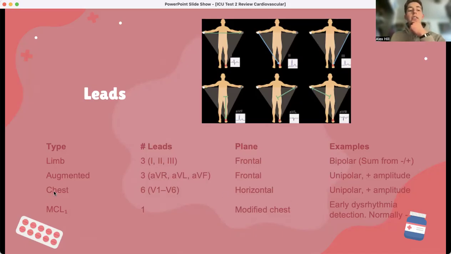And then you have this MCL, which is one of the ones where it mathematically creates a positive lead in the center of the chest. Anyways, it's very complicated. I would just make this one of the things that you look at really quickly before you go into the test, and just memorize it like that. Or if you want to look into it, you can too.